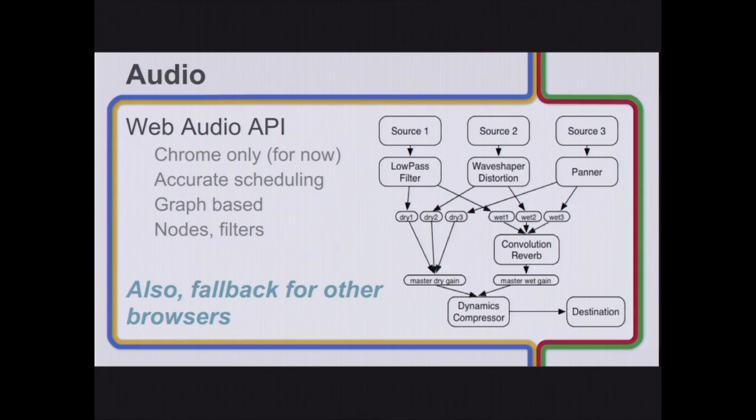Of all the specifications out there, the one that I personally think is the best and most suitable for games is the Web Audio API, which is only in Chrome right now. And it offers just a lot of features, sort of a graph-based audio processing system, all kinds of out-of-the-box nodes and filters you can just use. It's hardware accelerated, it's very accurate in its timing, and so on and so forth. So it'll help you out.